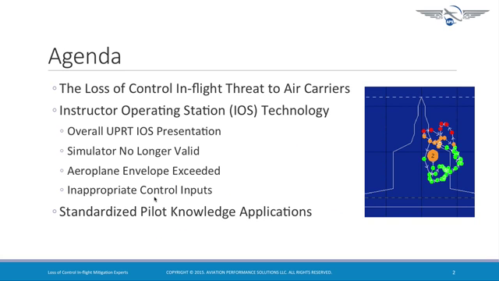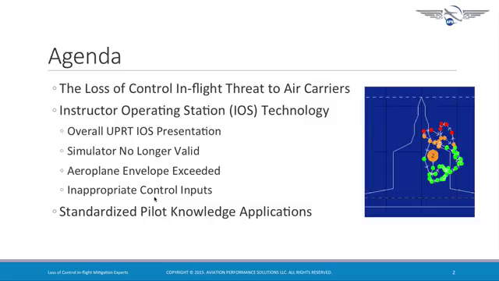First and foremost, loss of control in flight is the leading threat to air safety for air carriers. It's been demonstrated to be the most dominant threat to air safety over the past 10 years by the Commercial Aviation Safety Team. In this presentation, we're going to talk about two main areas. The first one is the instructor operating station, and the second one is standardized pilot knowledge applications.